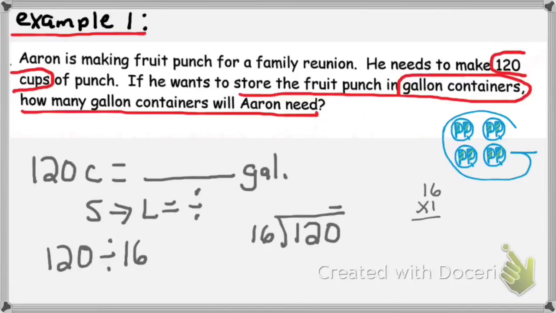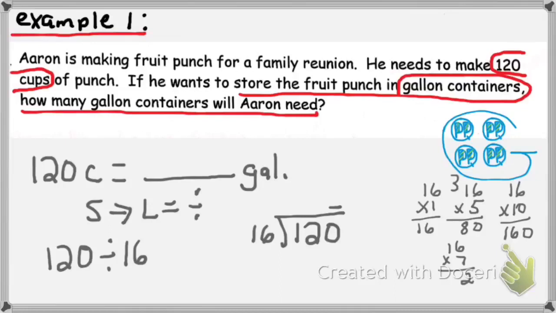Therefore, I'll say 16 times 1 equals 16. 16 times 5, I'll work it out, and I find that it's 80. And 16 times 10 equals 160. I need 120. It's more than 80, but less than 160. It's kind of right smack in the middle. So let's try 16 times 7.